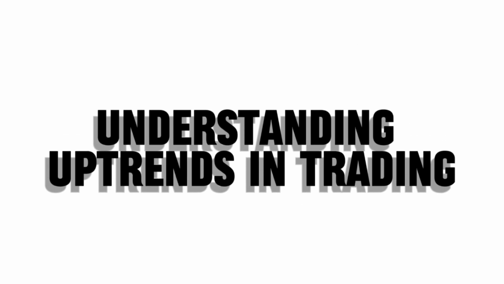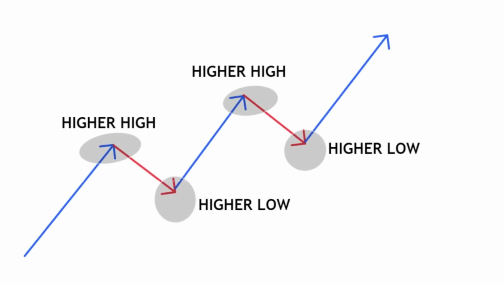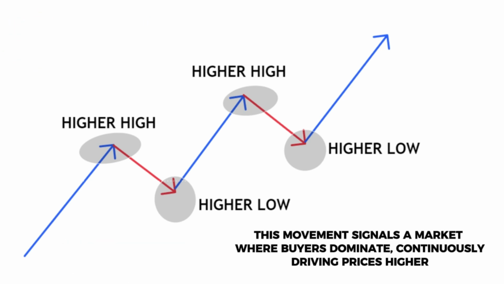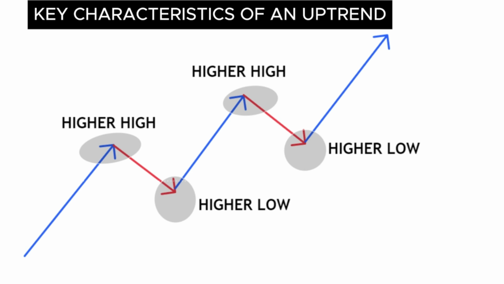Understanding uptrends in trading. An uptrend is defined by a series of higher highs and higher lows, forming a distinct upward pattern. This movement signals a market where buyers dominate, continuously driving prices higher. Key characteristics of an uptrend.